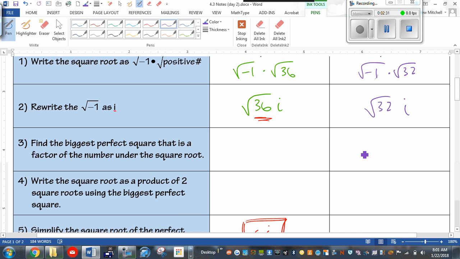The square root of 32 we can rewrite as the square root of 16 times the square root of 2, and then we still have our i there. The square root of 16 simplifies to 4, and the square root of 2 we can't simplify, so we just end up with 4 times the square root of 2 times i.